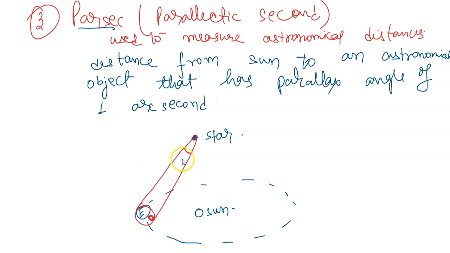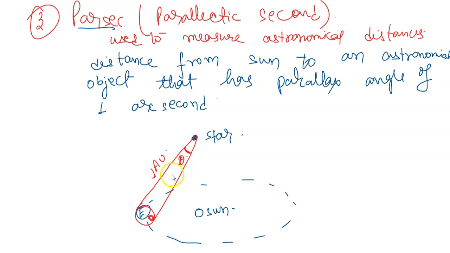This angle is 1 parsec. We call that 1 parallactic second. Right? This is 1 parallactic second. So it is very clear that this distance is 1 astronomical unit, and this angle we call the parallax angle.